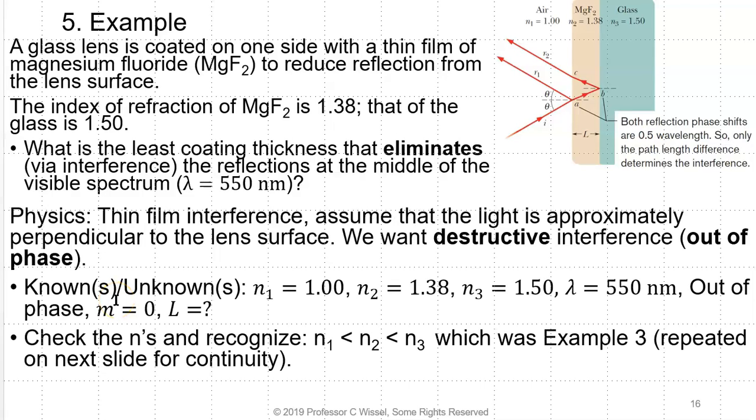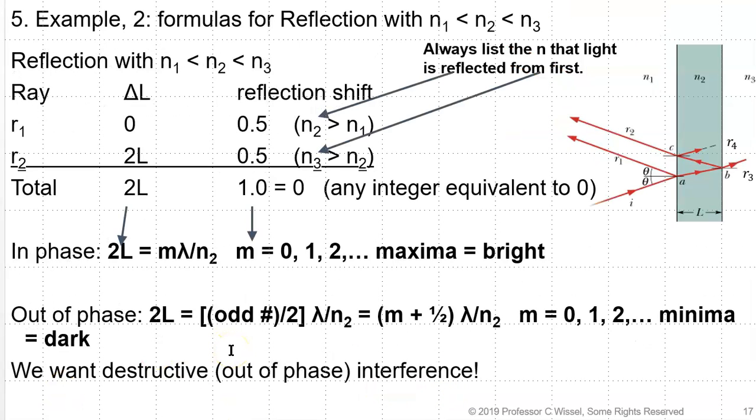The physics of this is thin film interference. We're going to assume that the light is approximately perpendicular to the surface. We want destructive interference, that is the stuff that's out of phase. We write down the knowns and unknowns, being very careful of the units, make sure they're consistent. We check the N's and recognize that N1 is less than N2 and N2 is less than N3, which was example 3. Now, I'm just repeating this just for convenience.